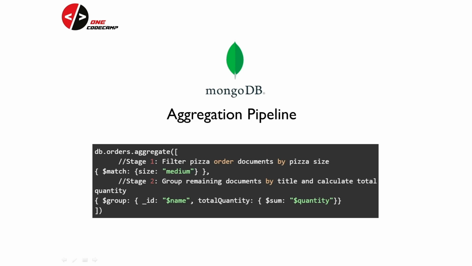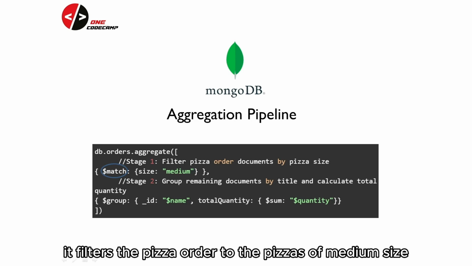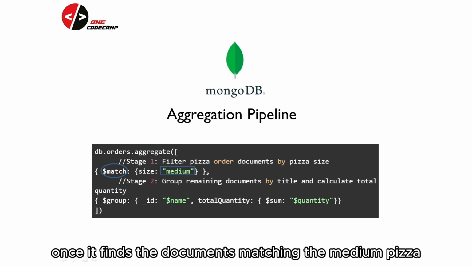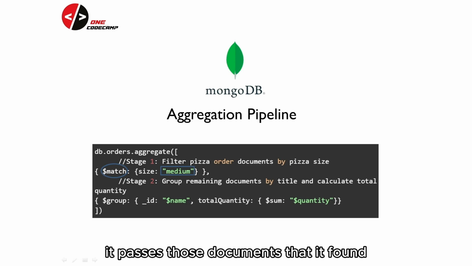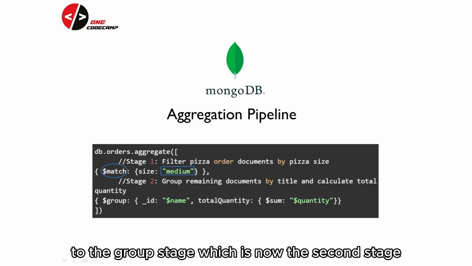Stage 1 is the match stage. This is similar to the find method. Here, it filters the pizza order to the pizzas of medium size. Once it finds the documents matching the medium pizza, it passes those documents that it found to the group stage, which is now the second stage.